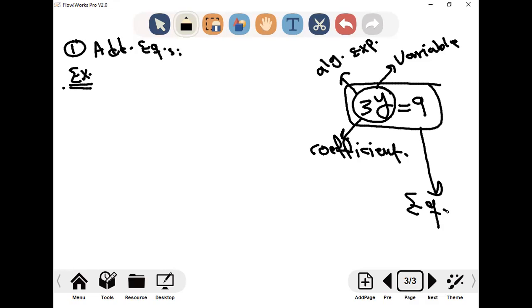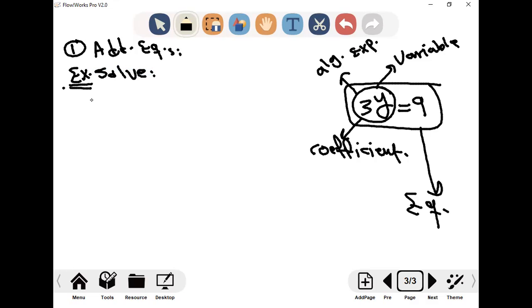Now, again, don't mess with these concepts. Don't be confused. Y alone, we call it a variable. 3 alone, we call it the coefficient. 3y together, we call it an algebraic expression. If I have an equal sign and a number on the other side, 3y equals 9, all together we call it an equation. So what's the variable here? The variable is y. When I say solve the following equation, it means I need to find the value of this variable y, right?